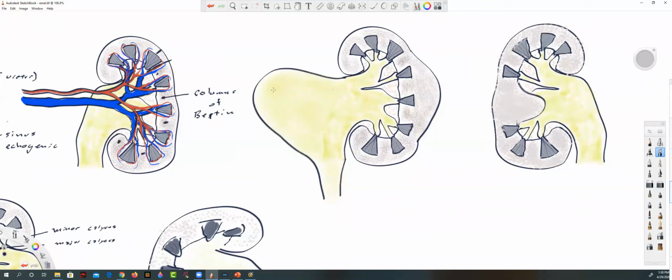It's yellow just because that's how I wanted to draw it. This is an extrarenal pelvis. So the pelvis is normally more or less in the kidney, in the doorway, the hilum, maybe just slightly out of the kidney. But some people simply have a pelvis that bulges way out.